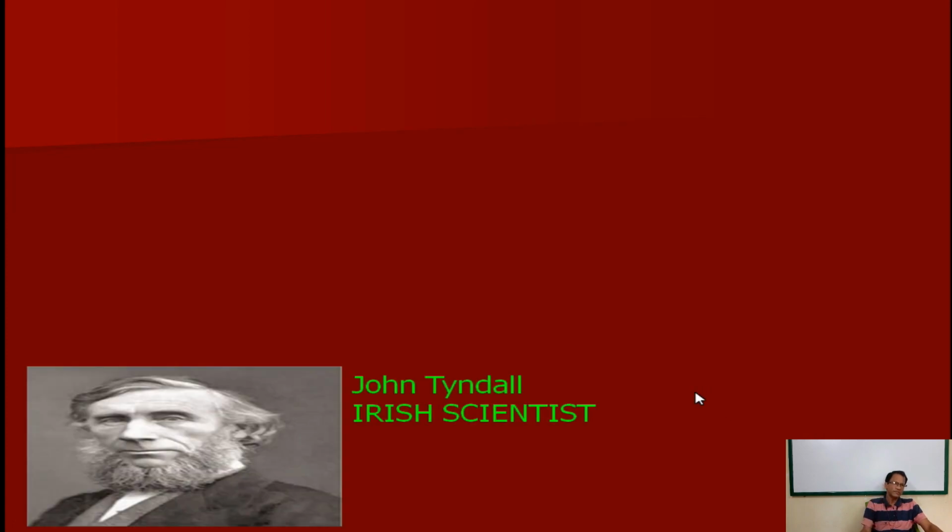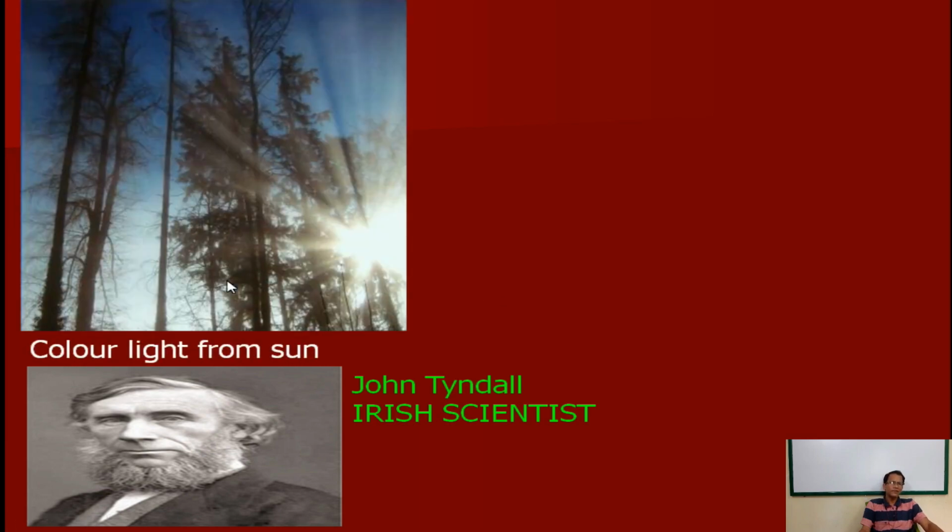Then next, that is important, this Tyndall effect was observed by the scientist John Tyndall, an Irish scientist. The Tyndall effect is observed when you look at the light in a forest. When you go to the forest, if you observe the sunlight passing through the leaves, it shows different colors. This is an example of the Tyndall effect. The sky being blue is also an example of the Tyndall effect.